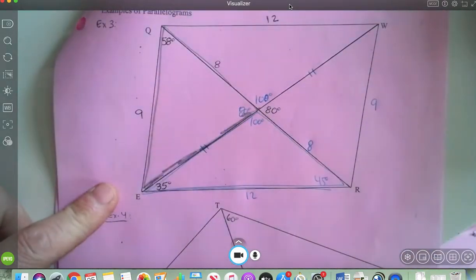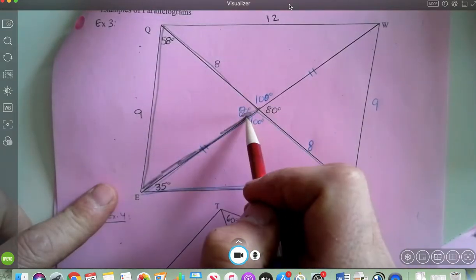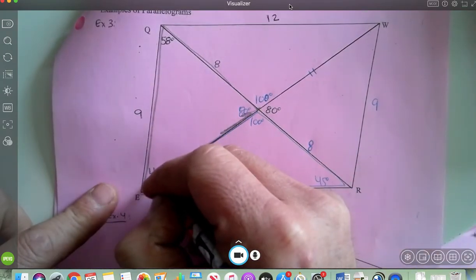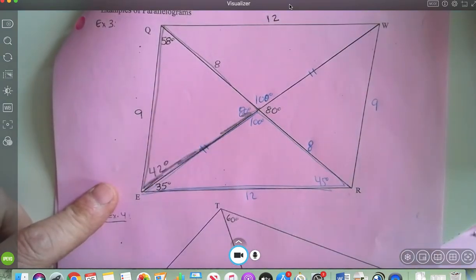Since we have 80 here, that means we have 100 left over for these two, and 58 already there means that we have 42 degrees left over for that one. So we're good to go on that.